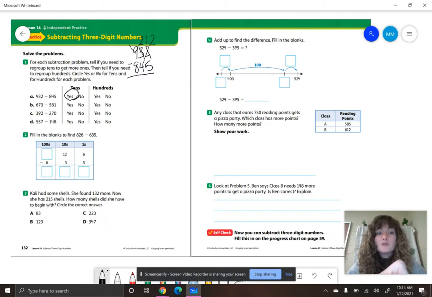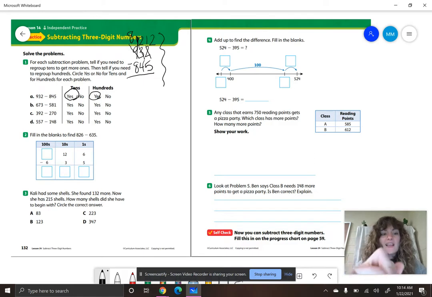So I am going to take 100 and regroup it. So 100 is the same as 10 tens. I am going to put 100 or 10 tens in my tens place. So did we need to regroup in the hundreds? Yes.